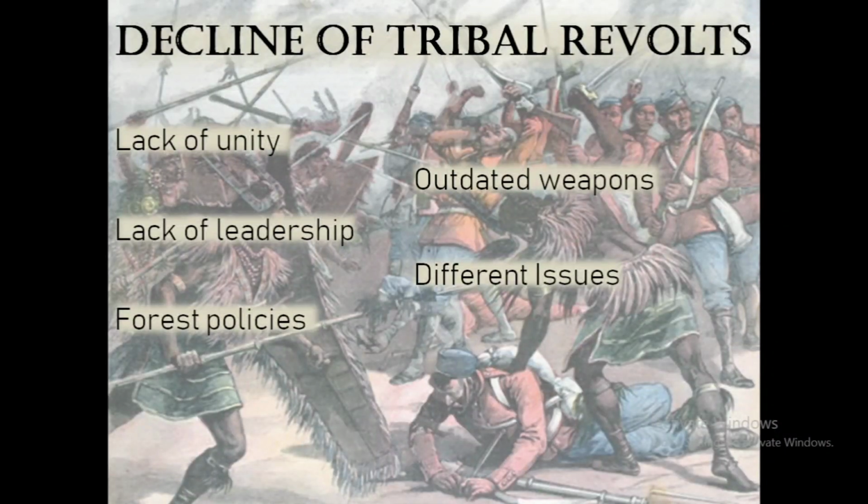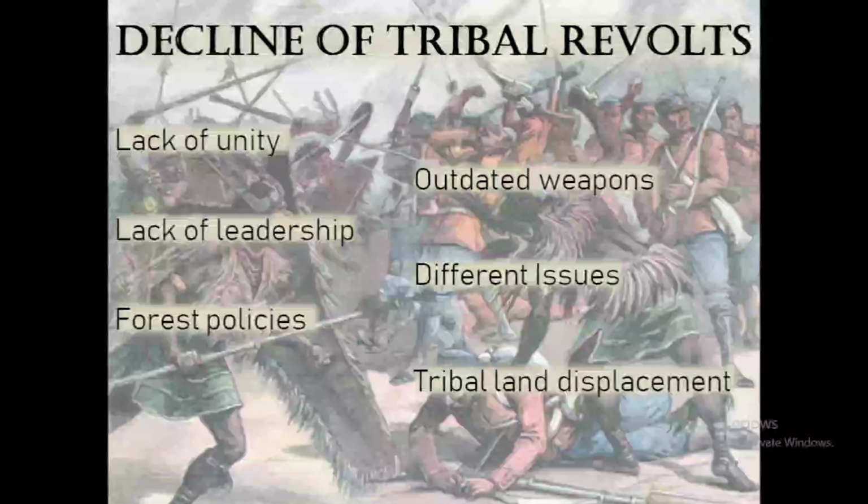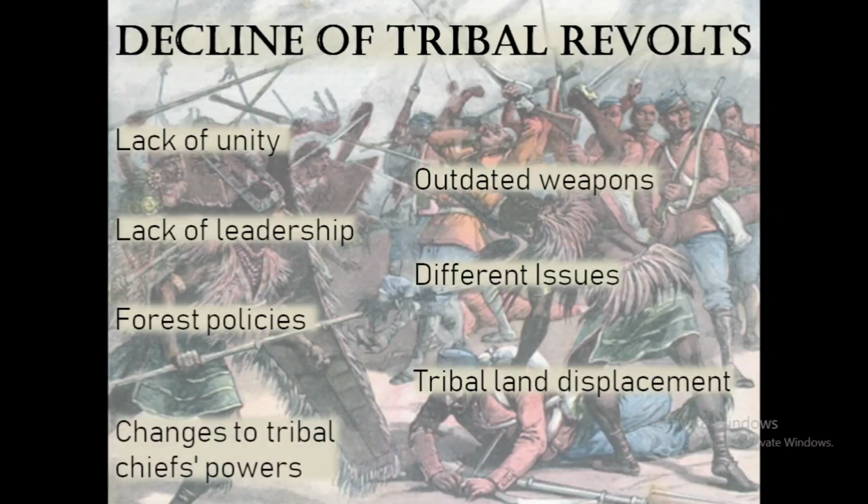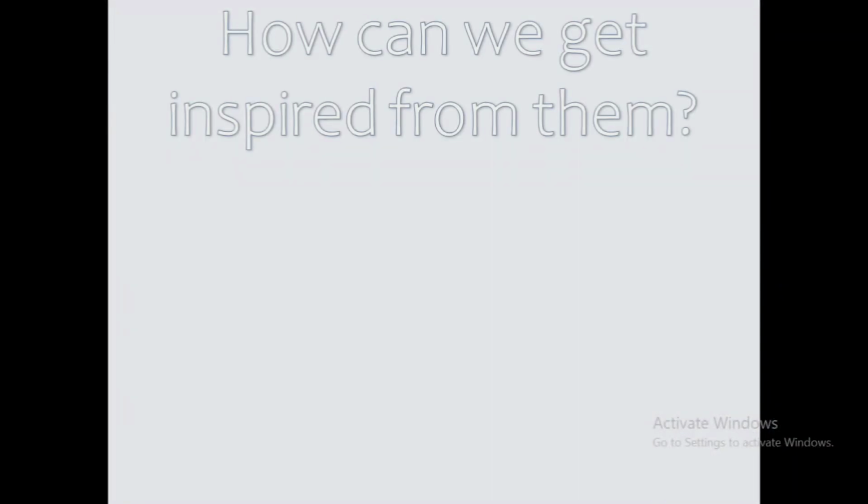The Indian Forest Act of 1865, which gave the British government power to declare any land covered with trees as government forest, the authority to control it and rules to manage it. This gave the government undisputable power to regulate the forest and its pastures. Following this, tribal land displacement, they displaced tribals from their original land, changes to tribal chiefs' powers and unfair working conditions.